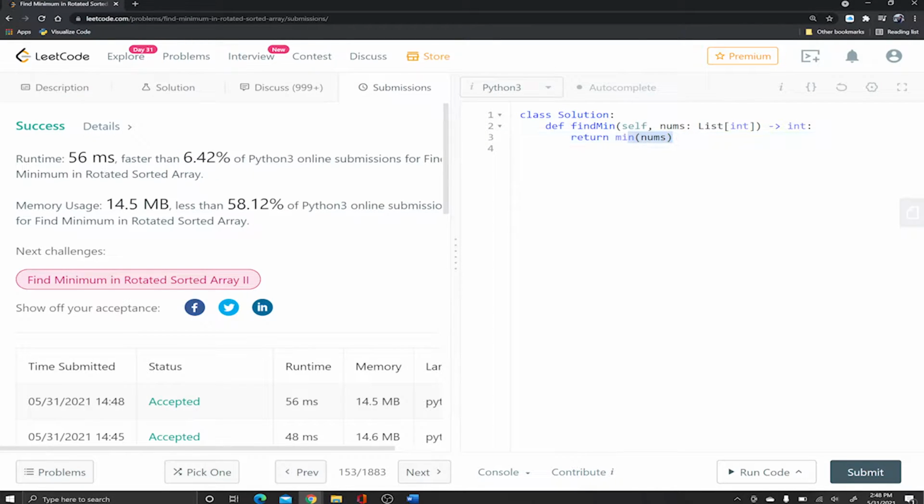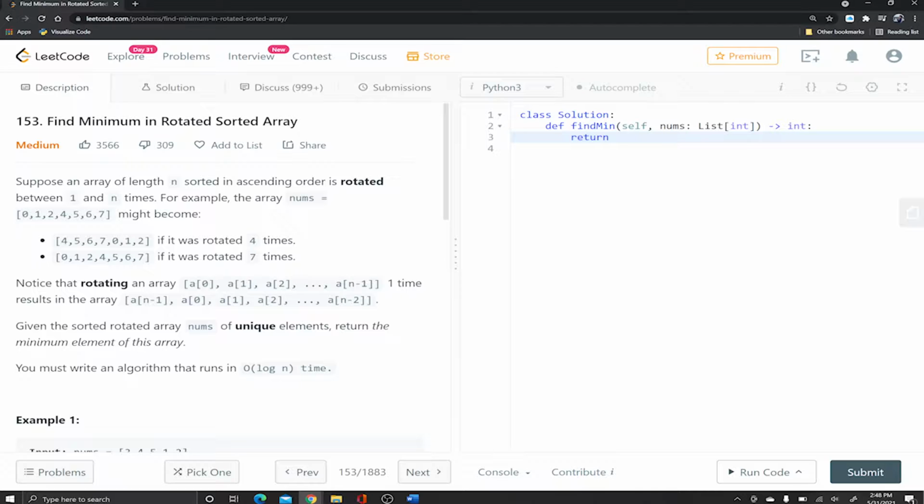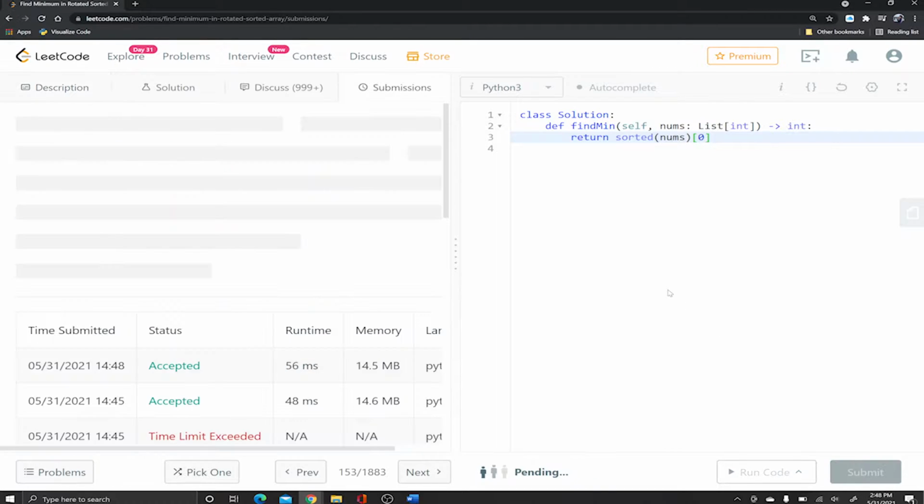Again, a second way to solve it, also a cheap way, is to sort the array. Okay, let's go back. The problem says it's a sorted array. Okay, second way is to sort it. It's sorted and rotated, so we just want to sort it again. Okay, and then after sorting it, we want to return the first index. Okay, this should also work.